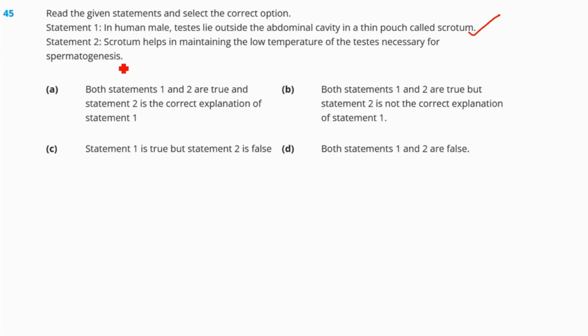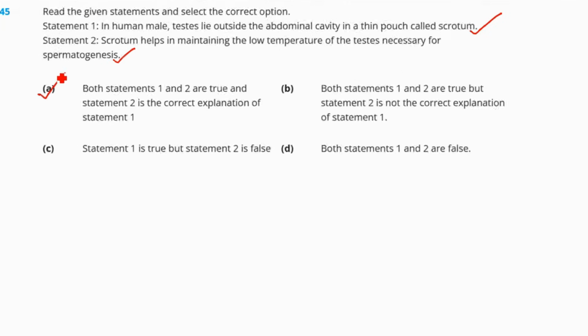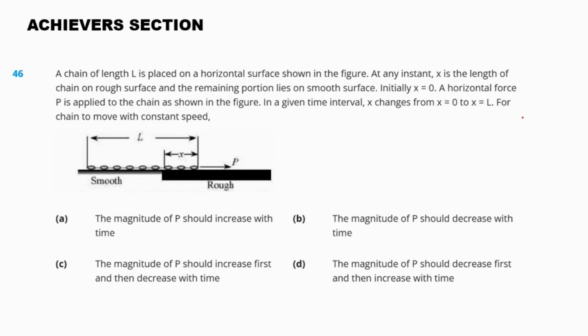Yes, to produce sperms, the testes are held outside in the scrotum sac because our body temperature is higher, where sperm generation can be retarded, right? So, both the statements are correct and statement 2 is the correct explanation of statement 1. So, our correct answer should be option number A. So, coming to the 46th question of this paper.